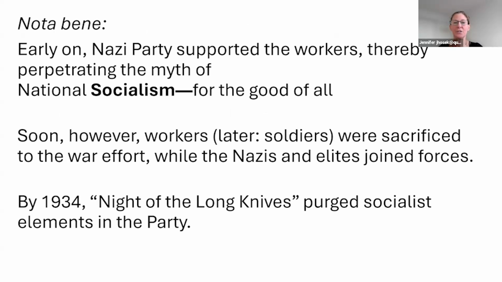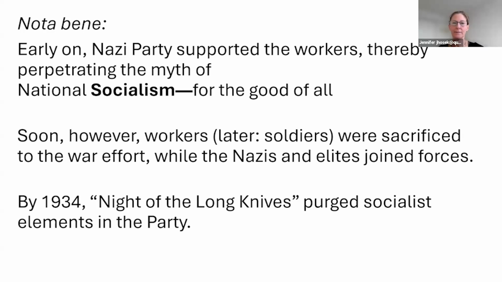Let me take an excursus to say, people sometimes wonder why National Socialists are not socialists. After all, it's in their name. Early in the Nazi period, the party saw to the material needs of the working class, for instance, by providing employment and food and stabilizing the economy and seeking to make these workers feel included in the new, powerful, purifying German project. They perpetuated a myth of National Socialism. So socialism meaning, in this case, for the good of all working people.